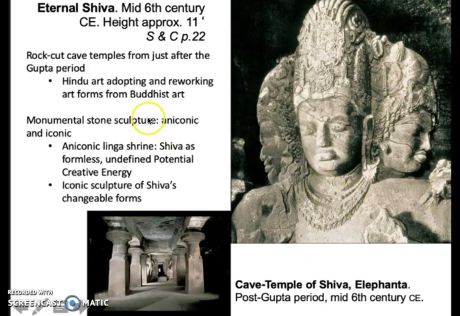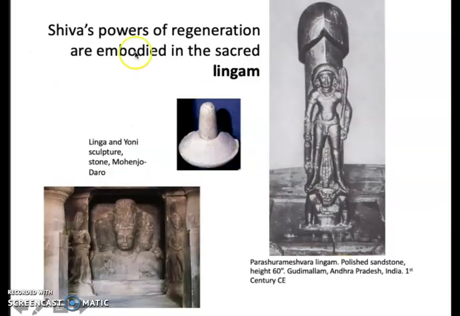And that includes an aniconic linga shrine. So Shiva's powers of regeneration, the destruction of the world that leads to regeneration, are embodied in the sacred lingam, which is a phallic symbol. This is an unusual one, this polished sandstone, unusual in that it's a combination of a phallic symbol with a figurative carving. So it's both iconic and aniconic.